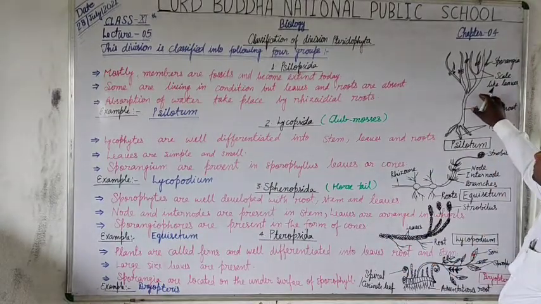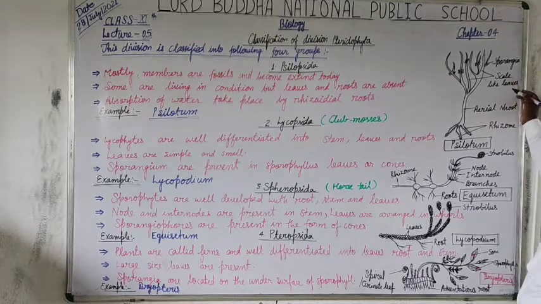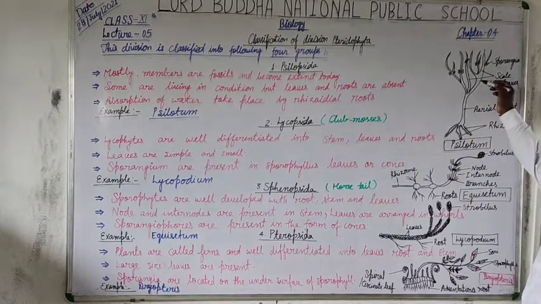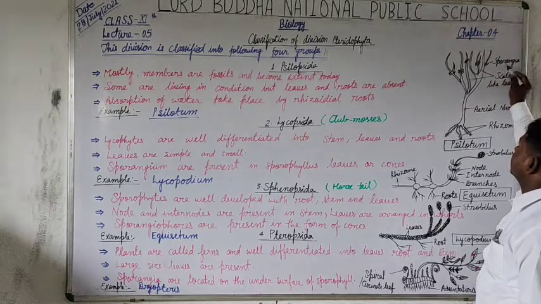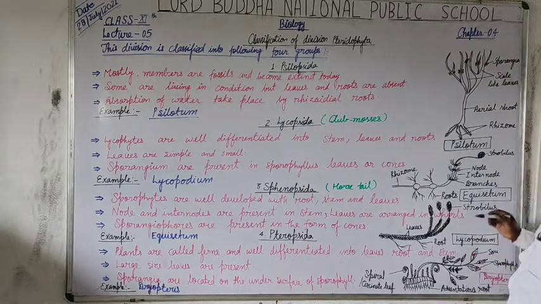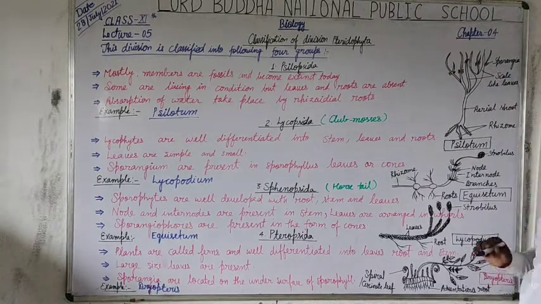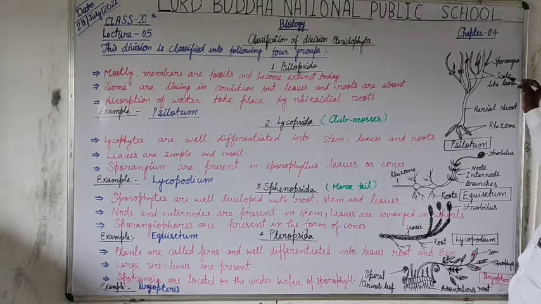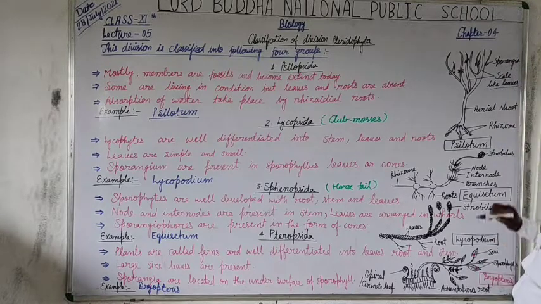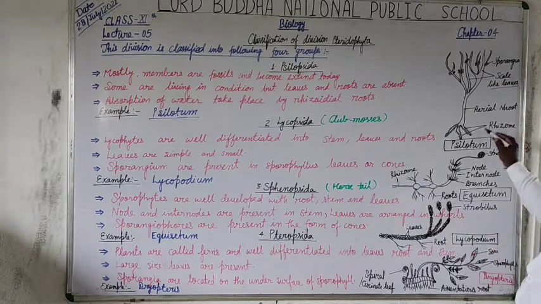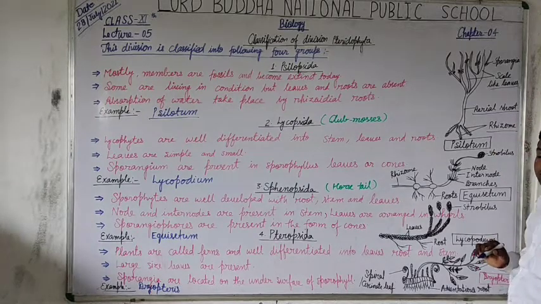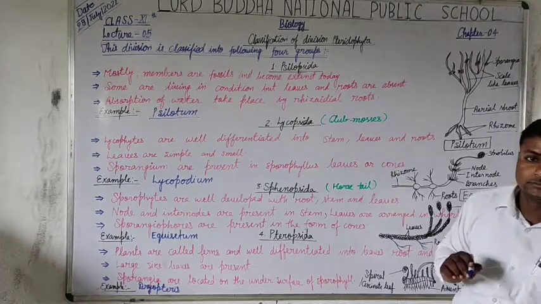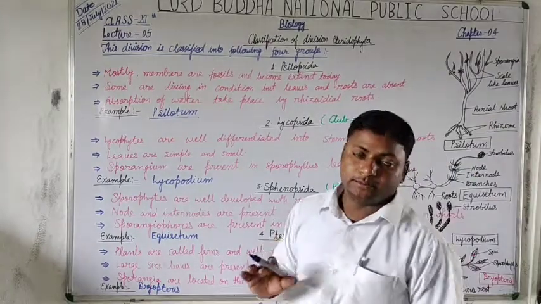This is the Psilotum, which has scale-like leaves, and these are the sporangia, which are present in the axil of the scaly leaves. And this is the aerial shoot, this is the rhizome. It means roots are absent.